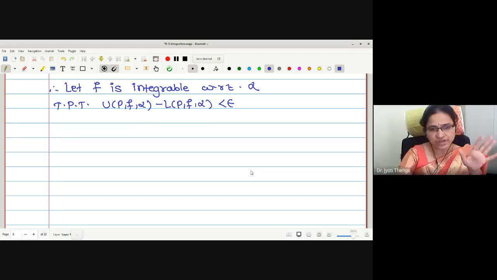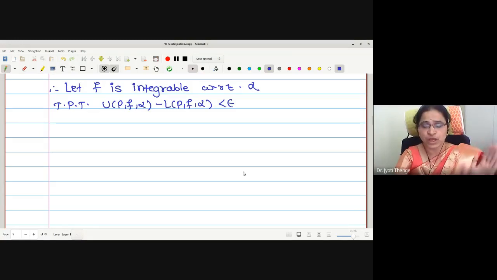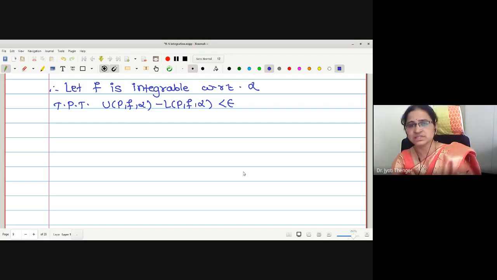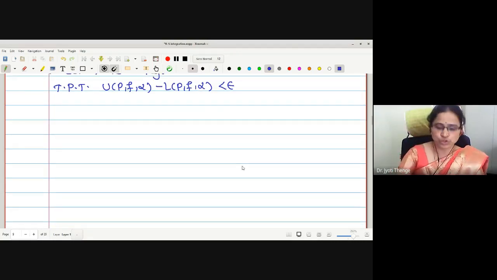Yes, ma'am. How did we write the Darboux theorem? We have taken two different partitions, P1 and P2. We have written the statement of the Darboux theorem once for the upper sum and once for the lower sum, taking P1 and P2 as the two partitions. Later, we have taken the common refinement of both partitions P1 and P2. And just now we have seen that the upper sum decreases with respect to refinement. Using this, we have proved U P f minus L P f is less than epsilon. Let me show you how.